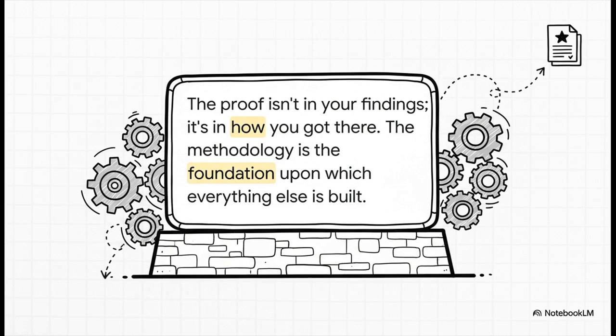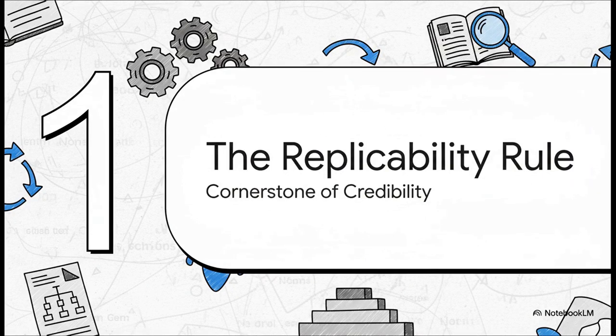Your methodology is the engine room of your research. It's the foundation that everything else stands on. It's really where your credibility is either won or lost. And that brings us to the first big idea, what I like to call the replicability rule. See, the ultimate goal of your methodology isn't just to explain what you did. Nope. It's to explain it so clearly, so precisely, that another scientist anywhere in the world could repeat your work exactly. That right there, that's the gold standard of scientific credibility.